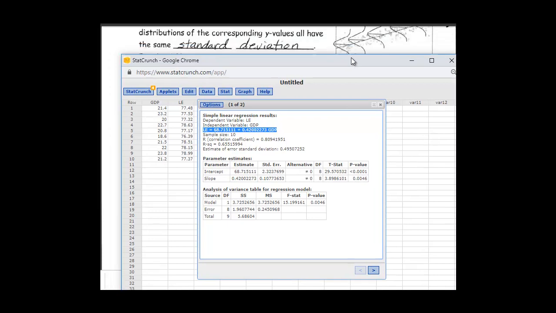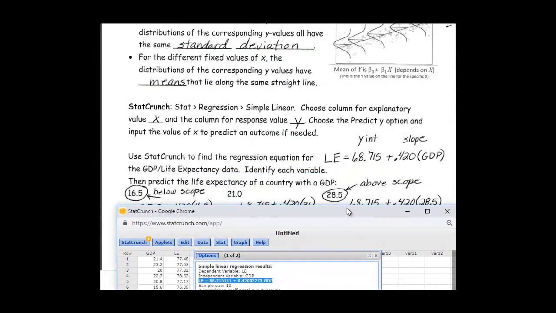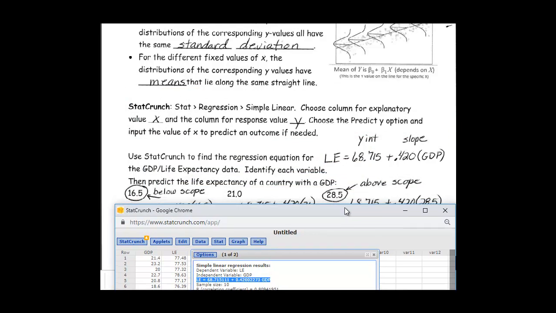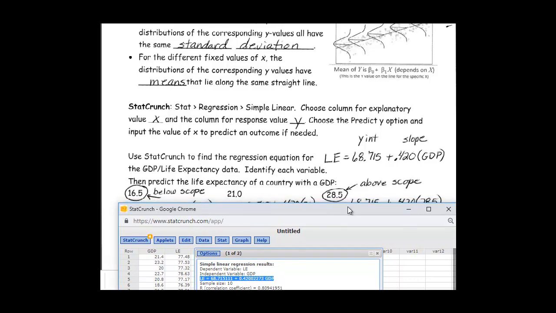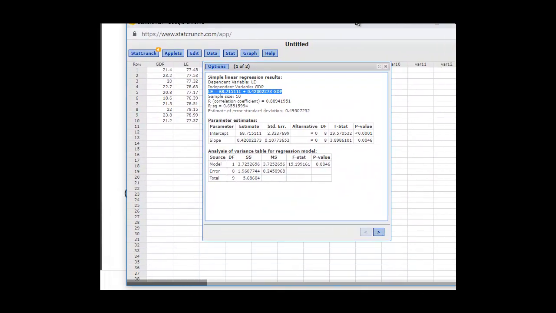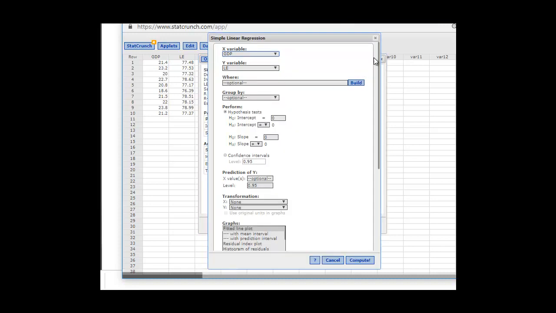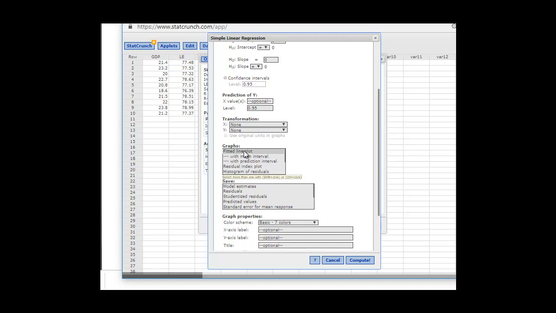So in our notes, we're going to try to predict 16.5. In other words, we want to predict the life expectancy for a country with a gross domestic product of 16.5, 21, and then 28.5. I could go back in here to options, and I want to click edit. We're going to go down here to look at graphs. You see how by default it automatically fitted the line plot?